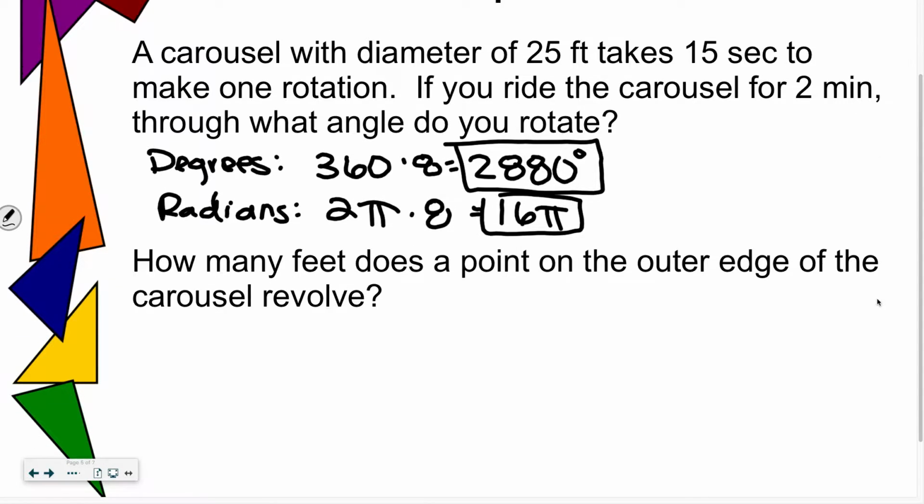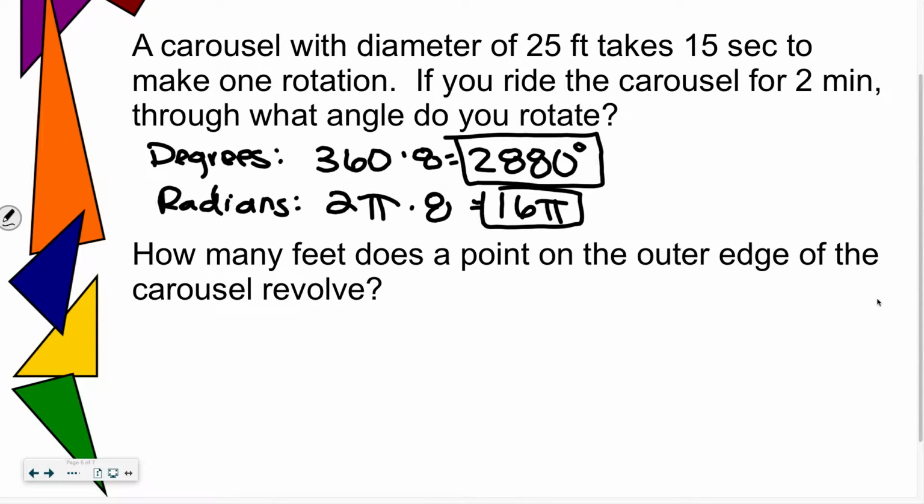How many feet does a point on the outer edge of the carousel then revolve? So if you're standing on the edge of the carousel, keep your arms and legs inside the carousel, you won't wave them outside dangerously, okay? I worked at the zoo and rides. Arms and legs inside the tram, inside the train, inside the carousel. So if you're standing on the edge of the carousel, keep all limbs inside, how many feet are you going to be rotating in that 2-minute carousel ride?